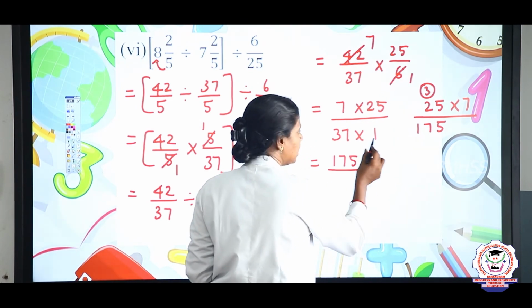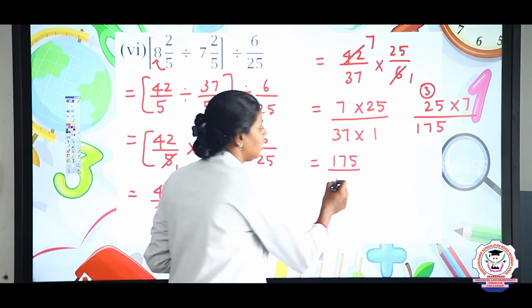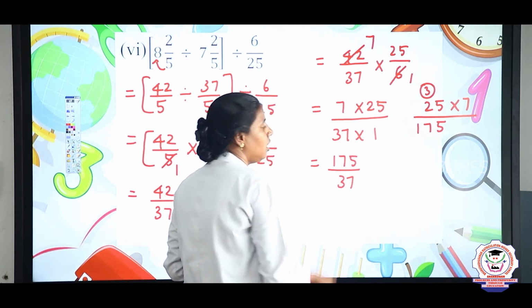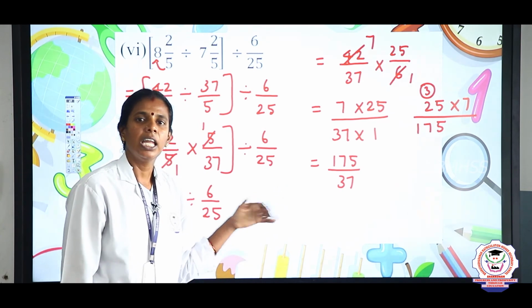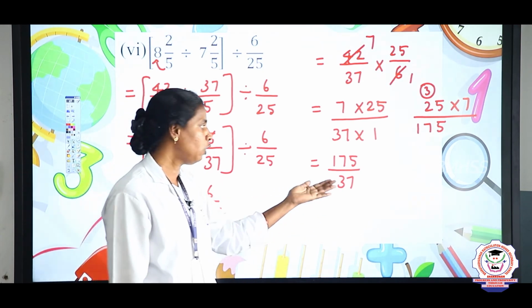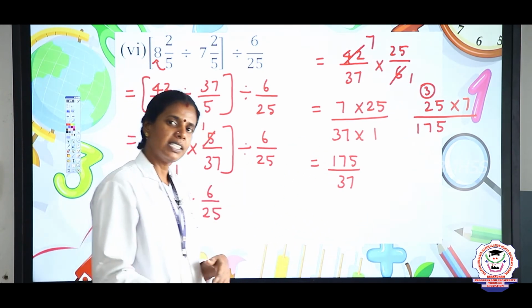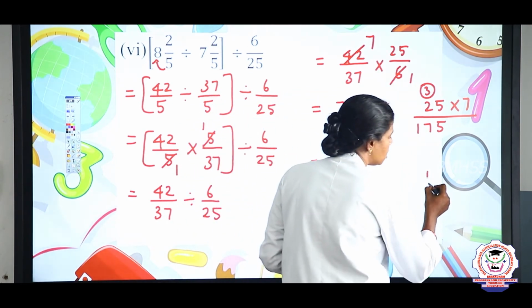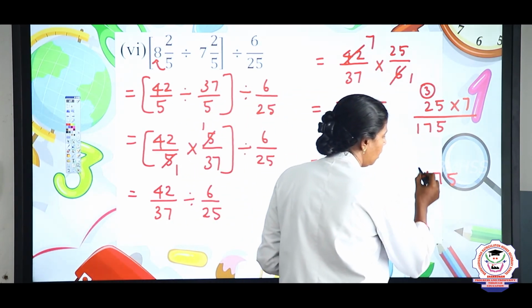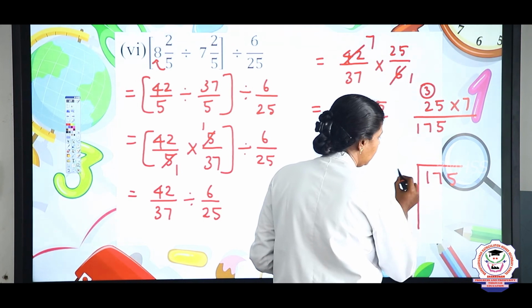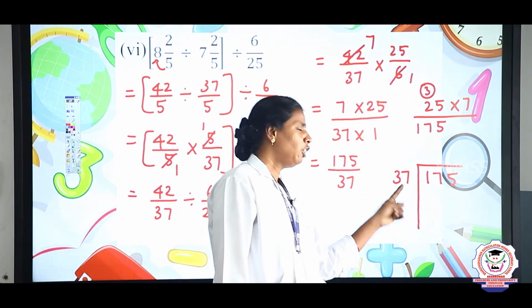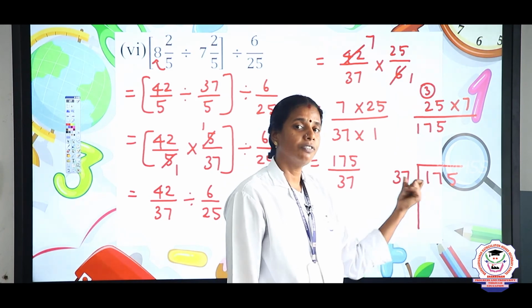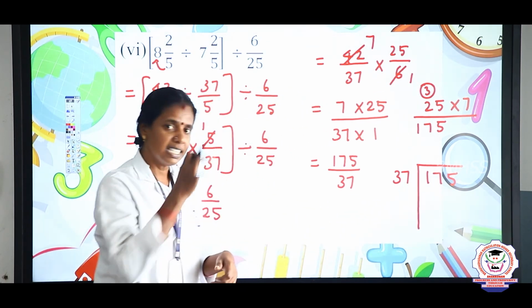175 by 37 ones are 37. Now, 175 divided by 37 is an improper fraction. We need to convert this into a mixed fraction. How to convert, children? 175 we need to divide by the 37 table. So we don't know the 37 table, right? So first we need to write the 37 table.